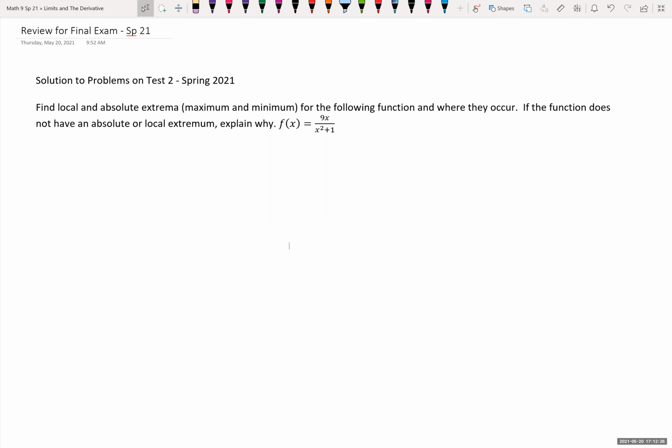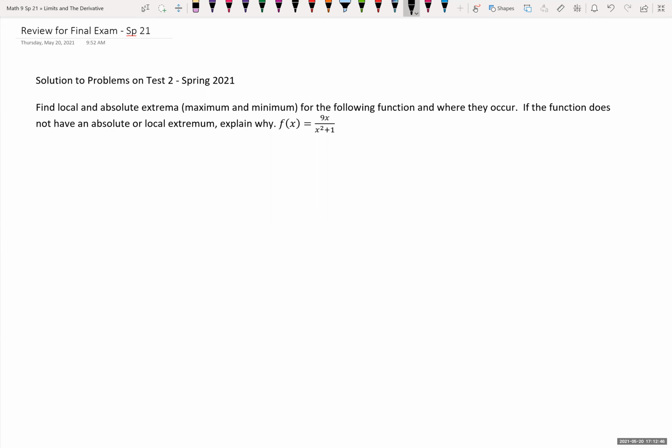So here it says find the local and absolute maximum and minimum for the following function and where they occur. If the function does not have an absolute or local extreme, explain why. We're given f of x equals 9x all over x squared plus 1.